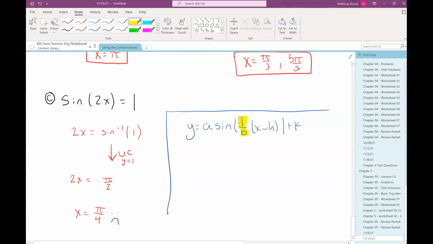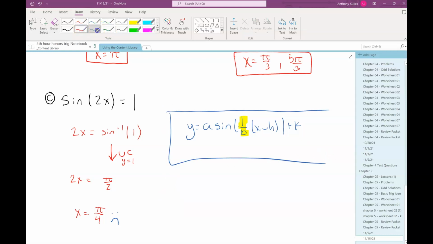Horizontal stretch or shrink, which affects the period, right? So if the period's getting smaller, maybe those multiple solutions, maybe you're getting more solutions inside of 2 pi than we had normally gotten, right? Or maybe you're getting less if the period is getting bigger, right? Oh, boy. So what is the fix to this?